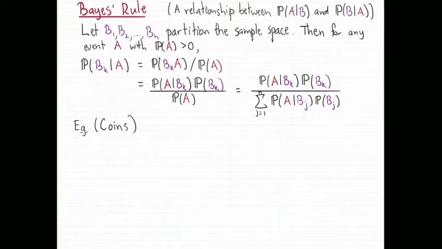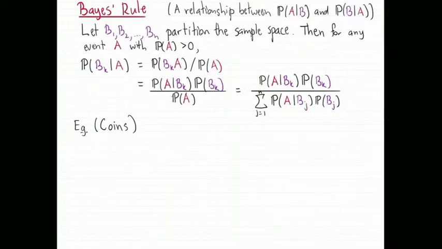And here's how you can calculate that using the law of total probability. Let's just take k to equal 1 in this calculation. The probability of B1 given A, well, by definition, that's the probability of B1 intersect A divided by the probability of A. Now, the top, probability of B1 intersect A, I can reverse that, because intersections are commutative.